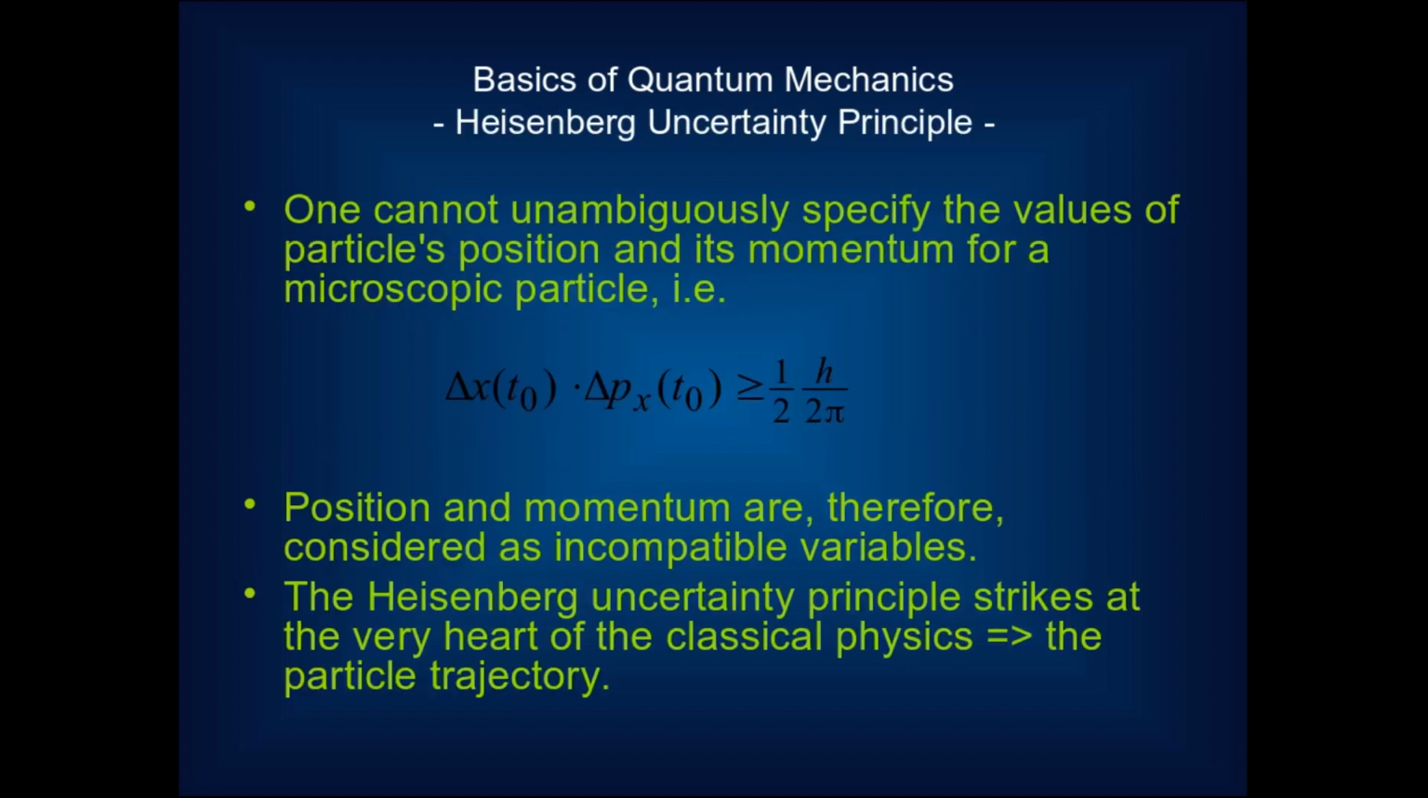One of the most common principles in quantum mechanics is the Heisenberg uncertainty principle. According to the uncertainty principle, one cannot unambiguously specify the values of a particle's position and its momentum for a microscopic particle. That is, delta x times delta p is always greater than or equal to h cross by 2, or h by 4 pi. Position and momentum are therefore considered incompatible variables. The Heisenberg uncertainty principle strikes at the very heart of classical physics, that is, the particle trajectory.